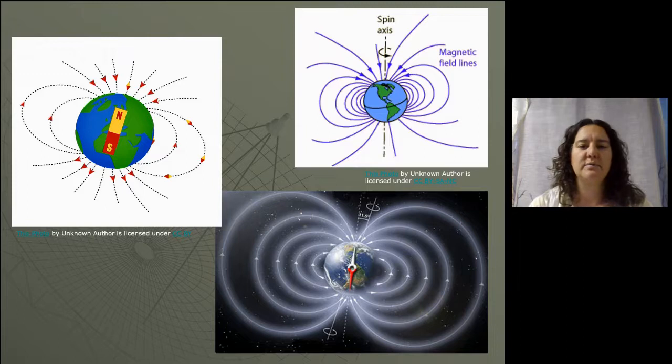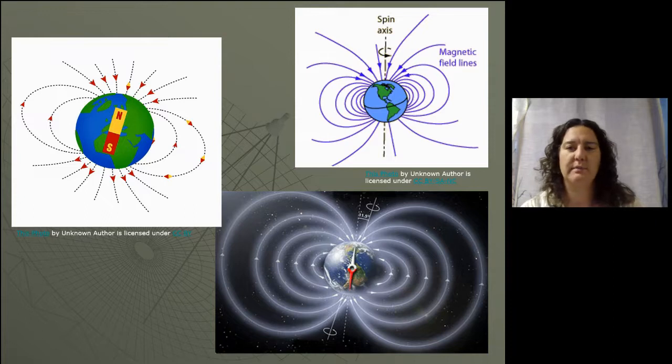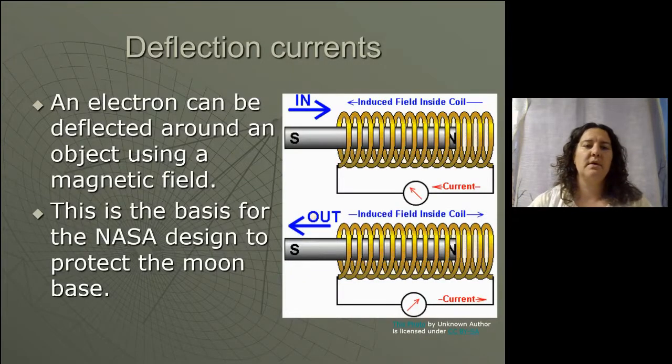So here again, we have some gravitational and magnetic field strength icons. The Earth has a magnetic field because it's spinning on its axis; the charges are attracted to the north and the electrons are pushed out of the south. We can induce a magnetic field by sliding a magnet in and out of a coil. An electron can be deflected around an object using a magnetic field.